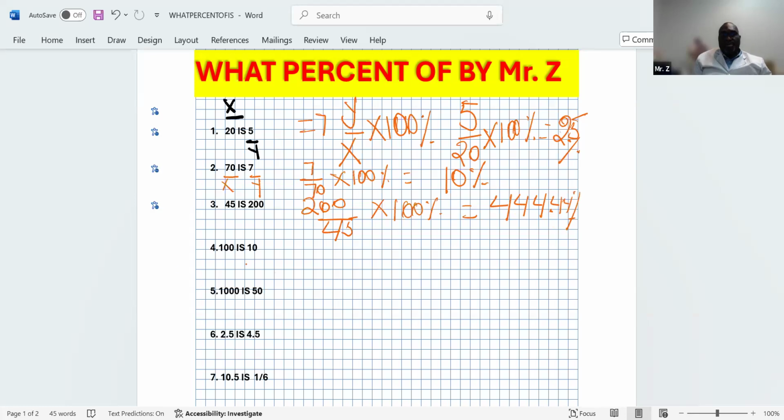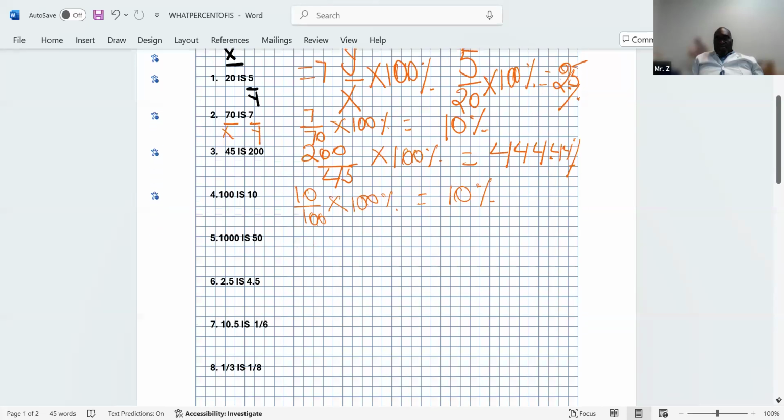Let's look at number 4. All right, so we're going to have 10 over 100 multiplied by 100%. You know what percent of 100 gives you 10? You know it is 10%. All right, 10% of 100 gives you 10. This is the easy way to do that. But let me make it easier for those that love complicated stuff.